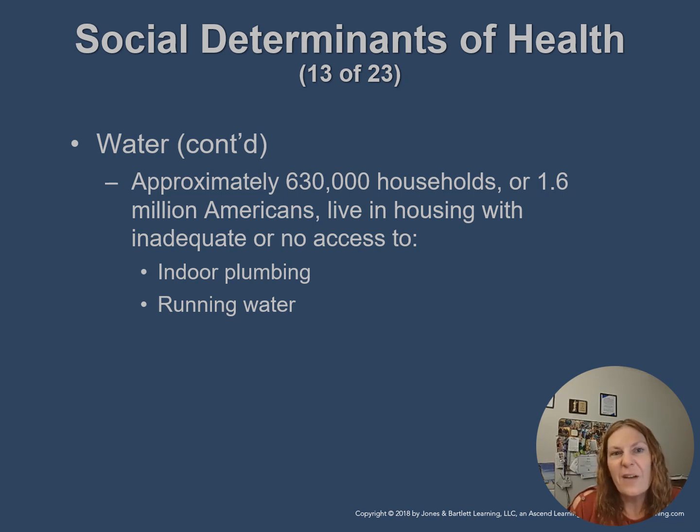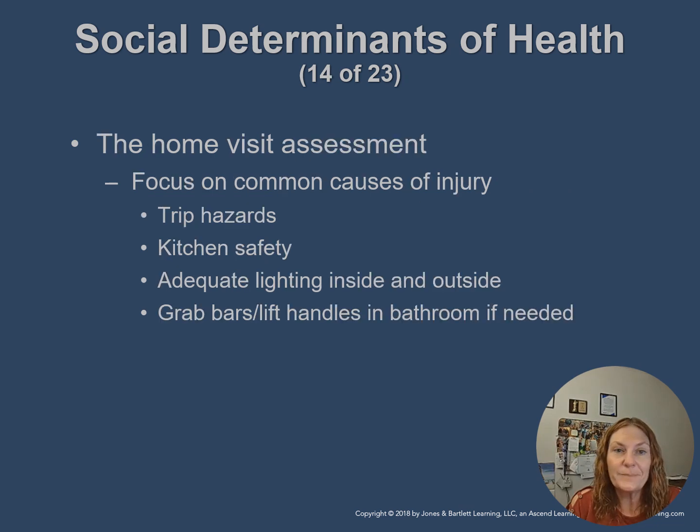Across the U.S., thousands of households still lack basic plumbing and running water. In fact, about 630,000 homes, which is roughly 1.6 million Americans, live without adequate access to these services. Here in Western North Carolina, older rural housing in remote mountain areas make this especially relevant. Patients without running water face daily obstacles to health, and these gaps can explain why chronic illness or infections keep reoccurring. Recognizing these situations during home visits helps us connect patients to resources they might not even know exist.